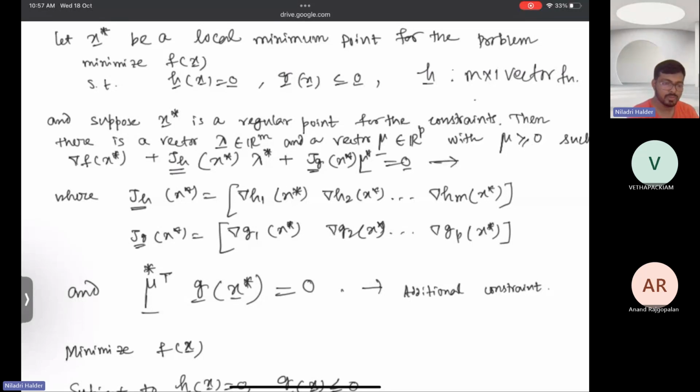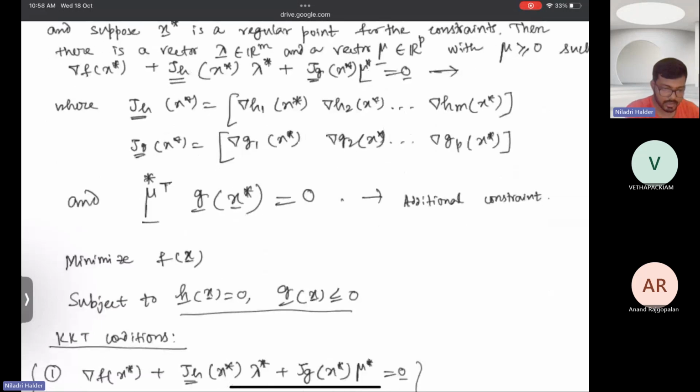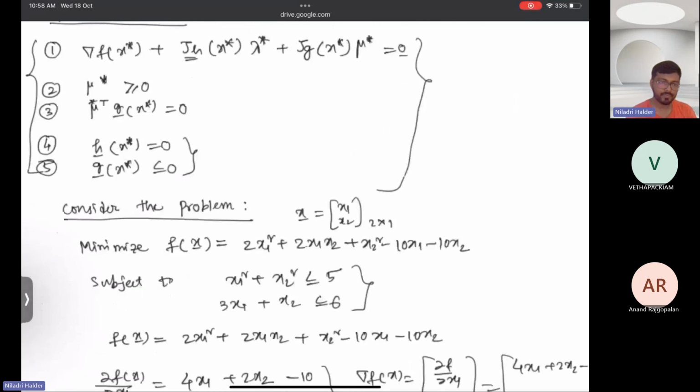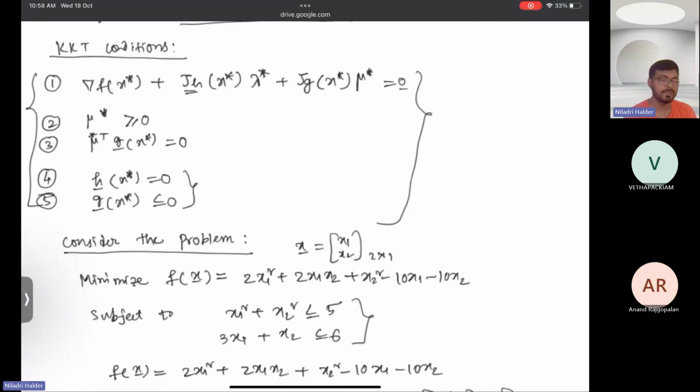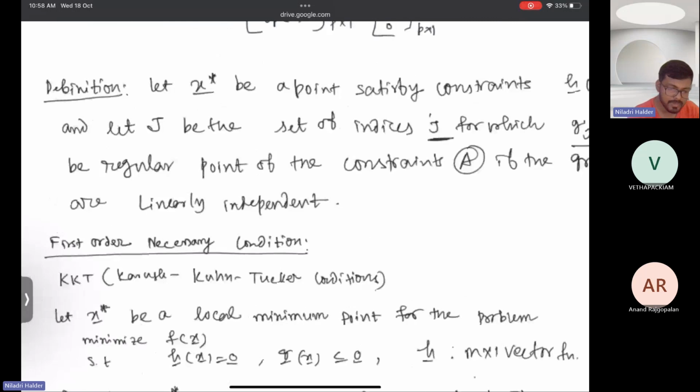Another equation is mu star transpose g(x star) is equal to 0, the complementary slackness condition. Suppose there is one example, so it will be clear now. To minimize the function f(x) subject to h(x) equal to 0 and g(x) less than or equal to 0, this optimization problem.